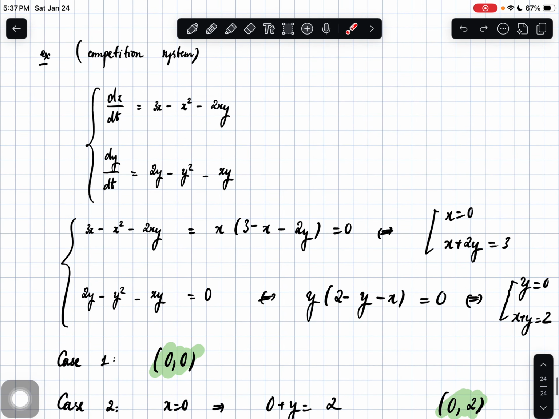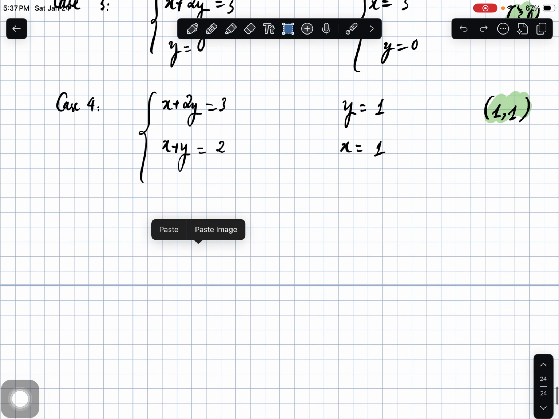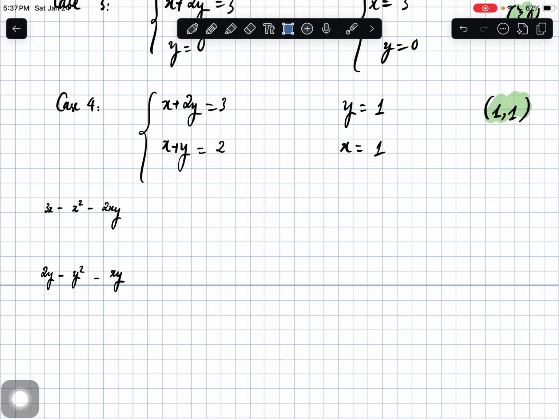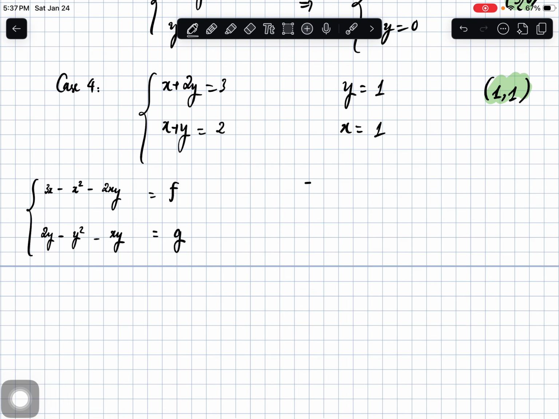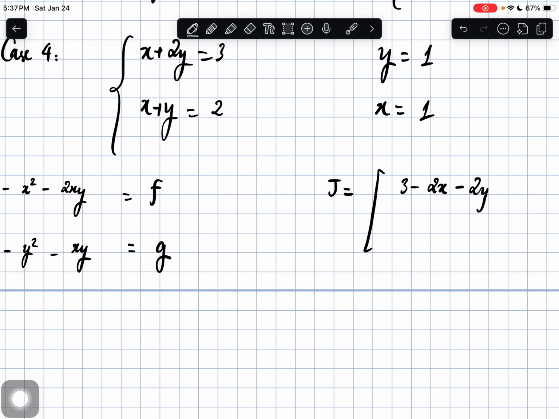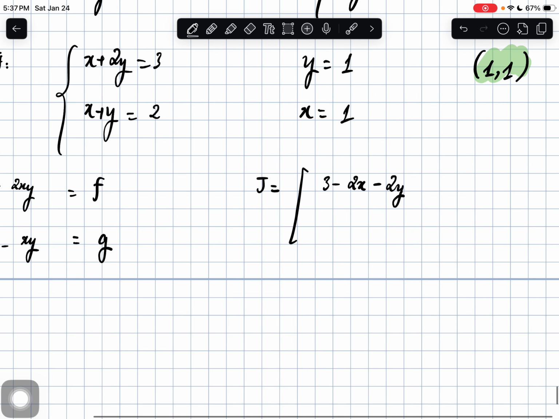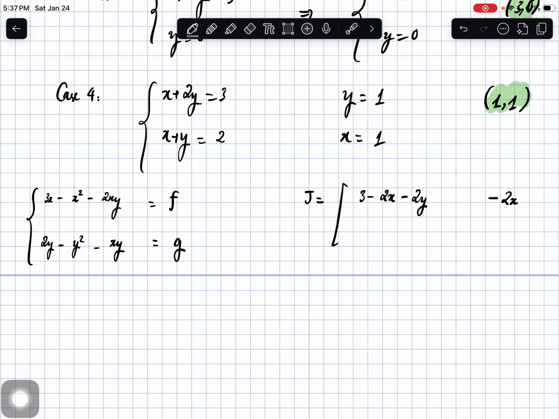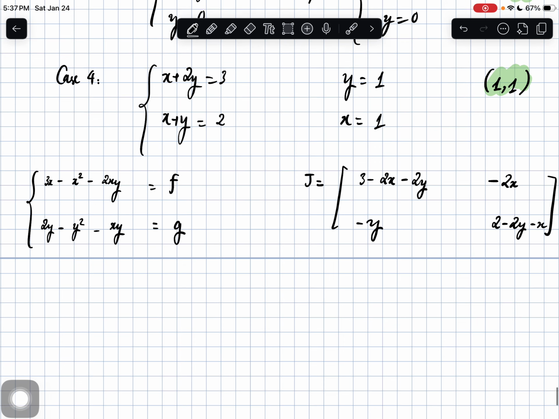And we have the almost linear system. We compute the Jacobian matrix. Let's call the first one f of x, y and the second one g of x, y. The Jacobian matrix has entries 3 - 2x - 2y, -2x, -y, and 2 - 2y - x. Now we have 4 critical points.